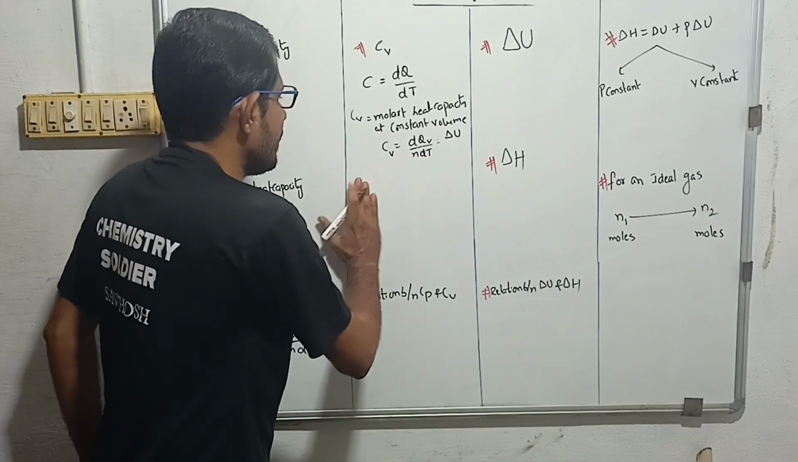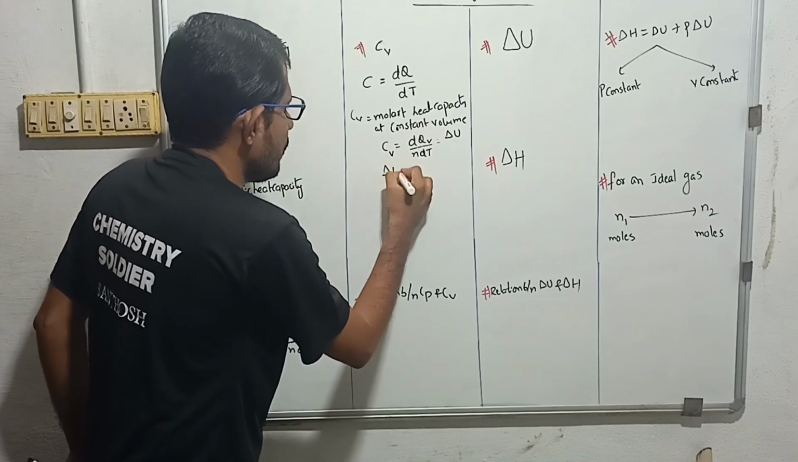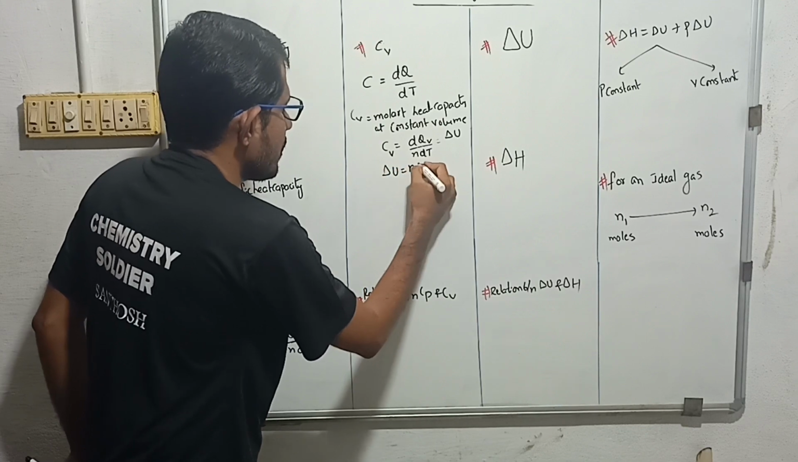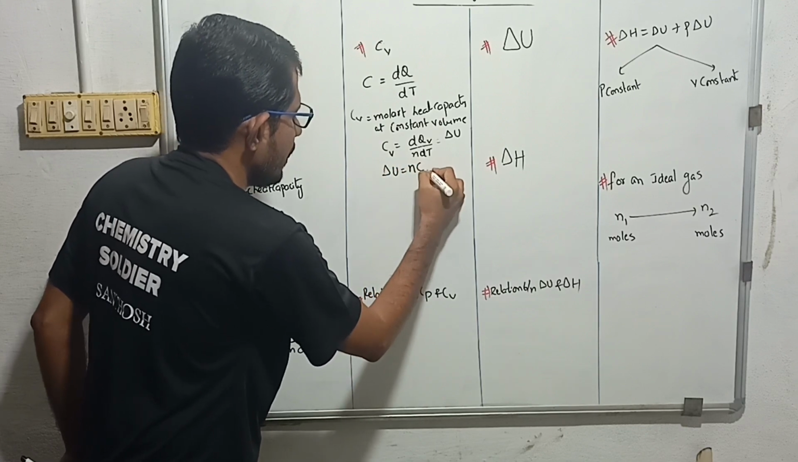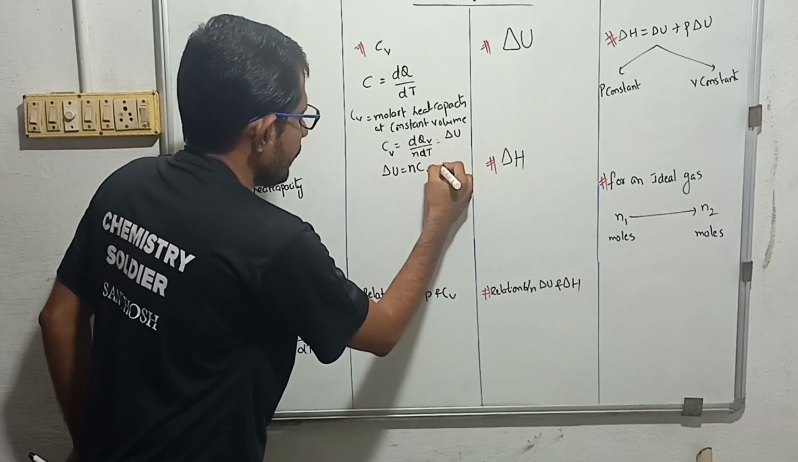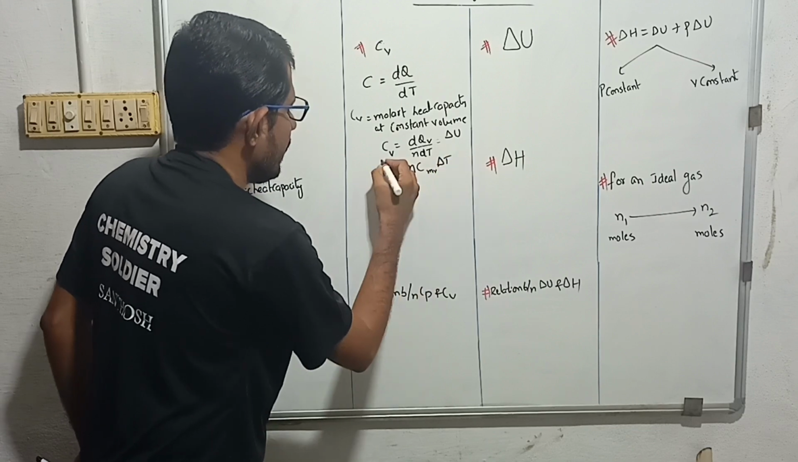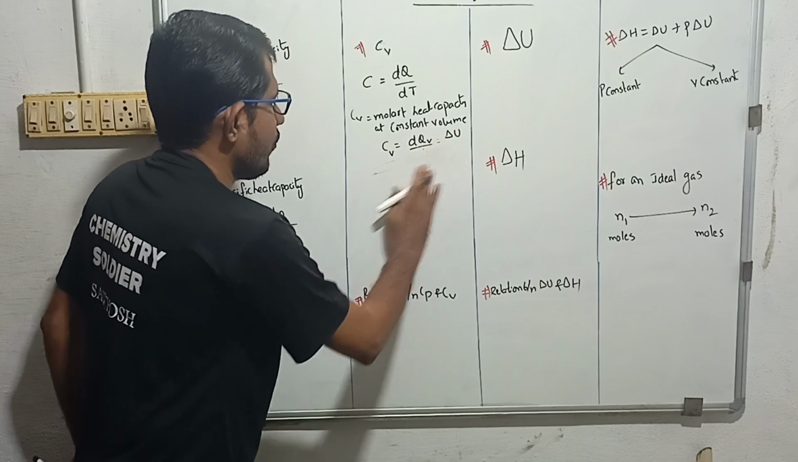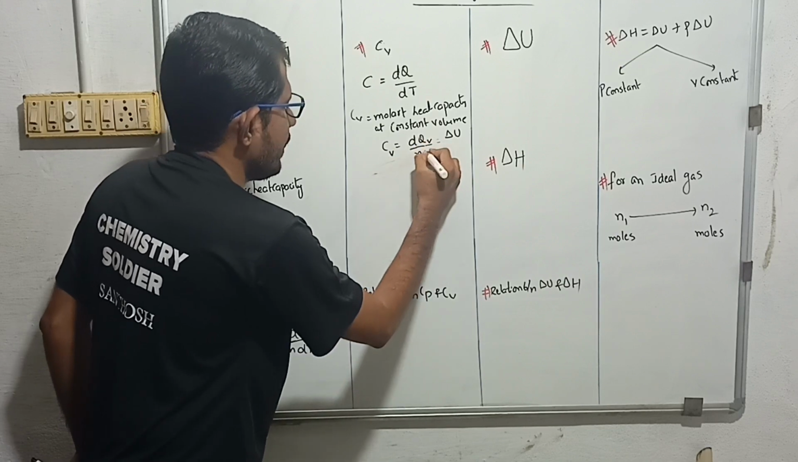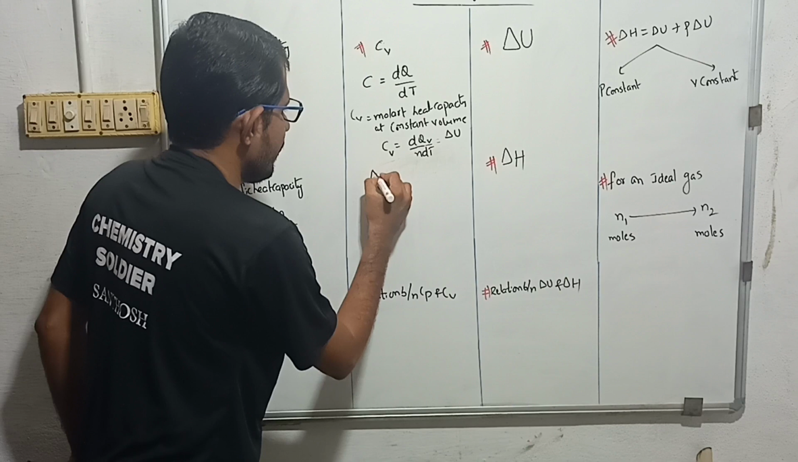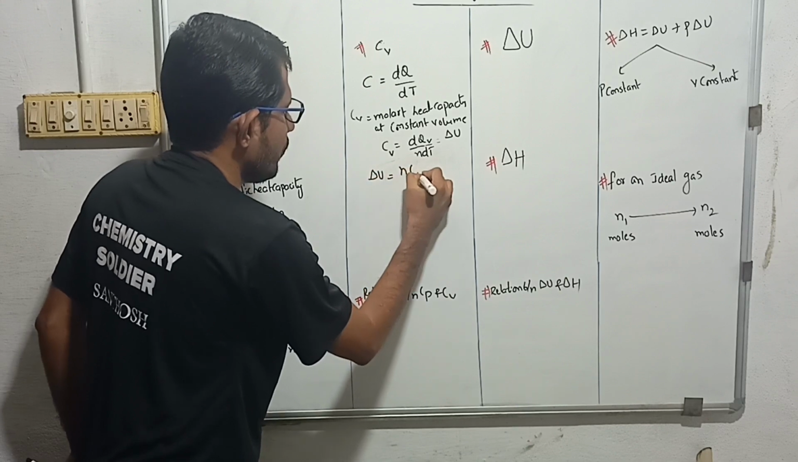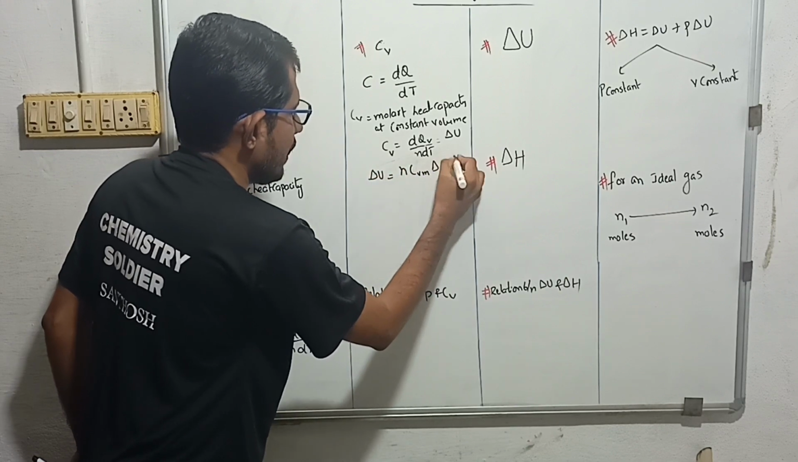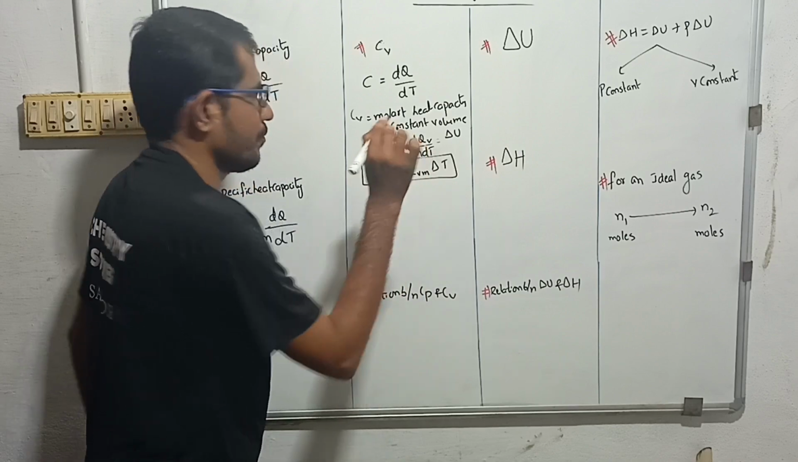If you rearrange the equation, delta U equals n CVM into delta T. So if you rearrange the equation, delta U equals n CVM into delta T. This is the equation. I repeat.